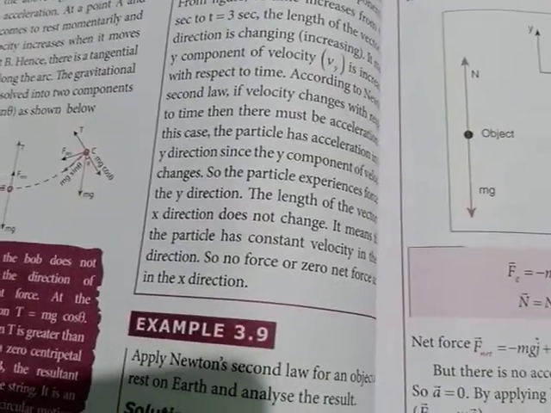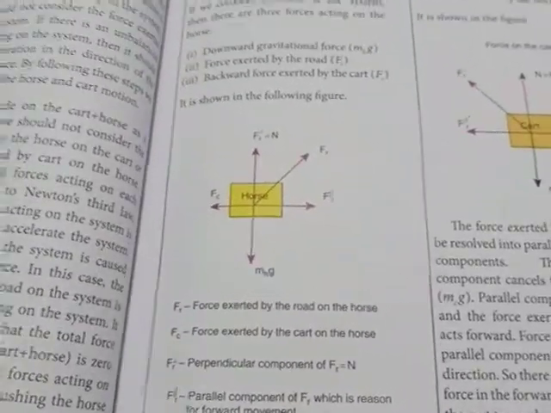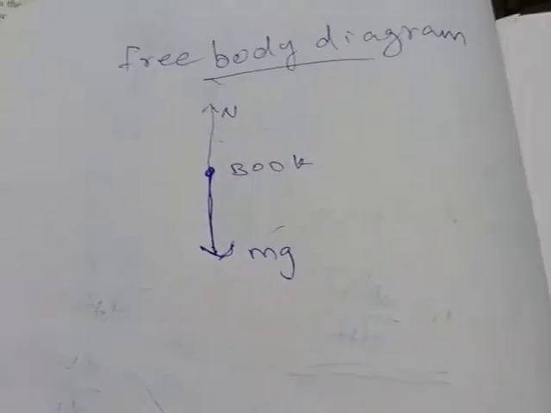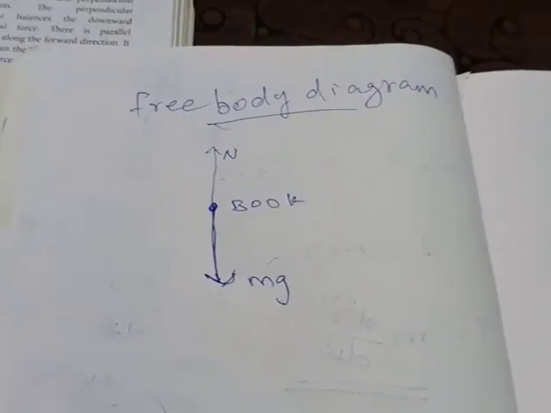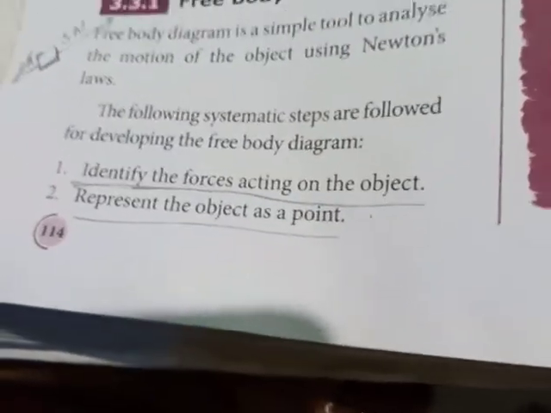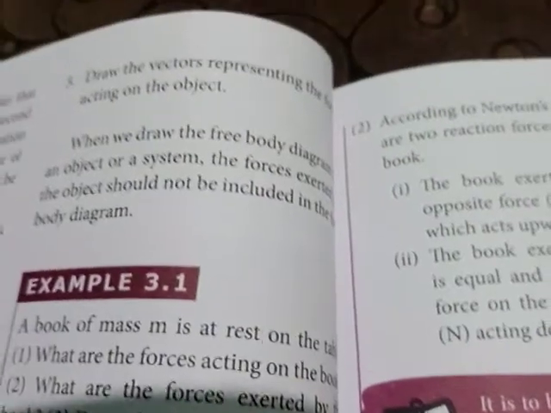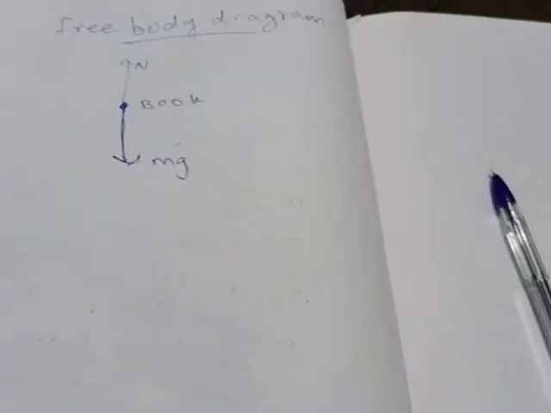I will show you more examples. Many examples you can draw like this. Any diagram you can draw as an example. You have to learn how to draw this free body diagram, and learn the procedure and the steps to be followed: identify the forces on the object, represent the object as a point, and draw the vectors representing the forces acting on the object. So my dear students, today we have gone through a 5-mark question.